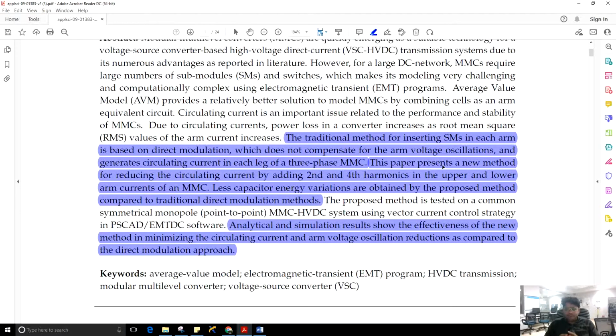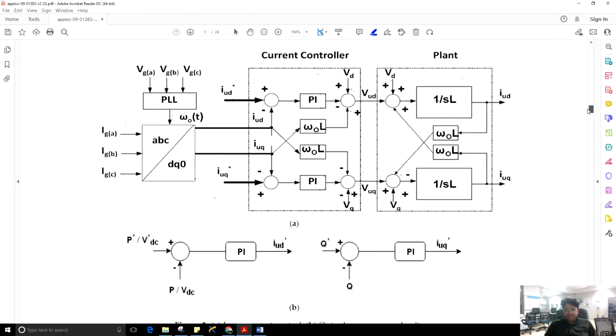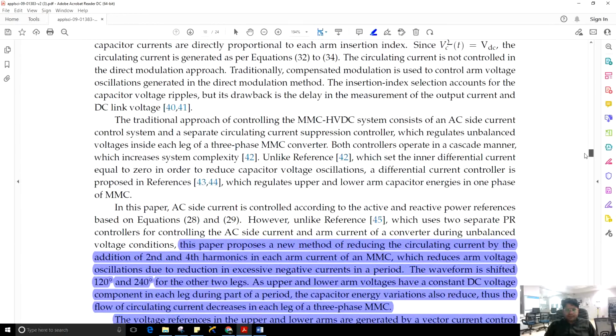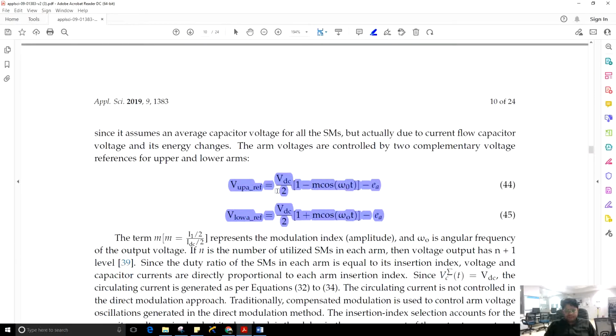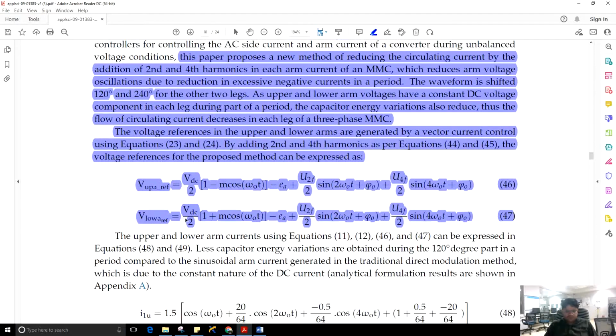Now this paper presents a new method for reducing the circulating current by adding second and fourth harmonics in the upper and lower arm references of an MMC. So the main concept and the major idea of this paper is to add second and fourth harmonics in these upper and lower reference signals. Now you see, if we add second and fourth harmonics in these two mathematical equations, you will get these two equations. Now in the upper reference signal, second and fourth harmonics are added, and in the lower reference signal, second and fourth harmonics are added.